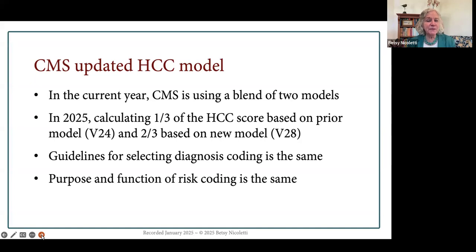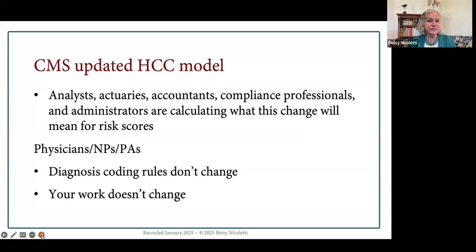In the current year, CMS is using a blend of these 2 models, version 24 and version 28. In 2025, 1/3 of the score is based on the prior model and 2/3 is based on the new model. The guidelines for selecting diagnosis codes are the same. The purpose and function of risk coding is the same. So analysts, actuaries, accountants, compliance professionals, and administrators are calculating what this change will mean for risk scores. For practitioners, your diagnosis coding rules didn't change, your work doesn't change.